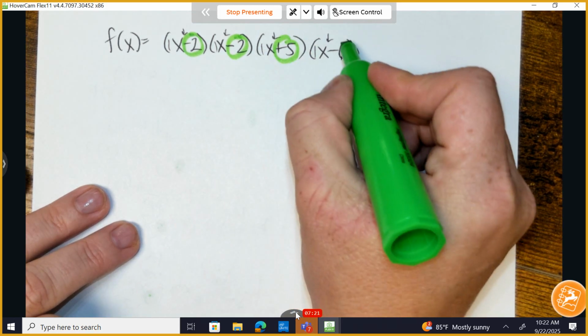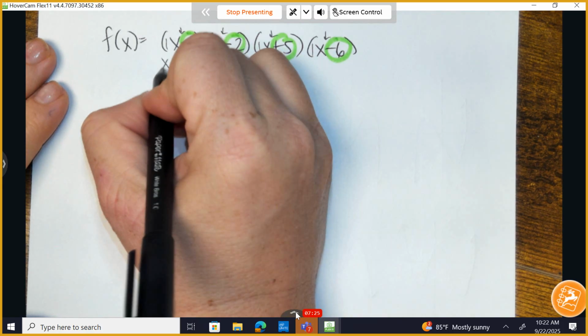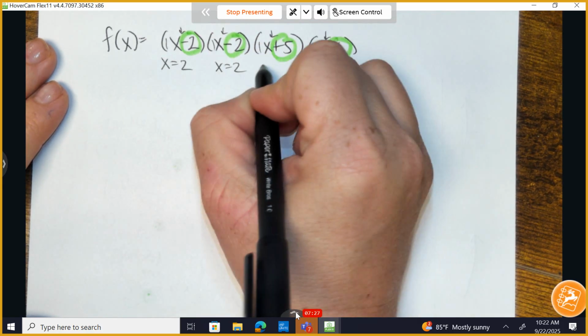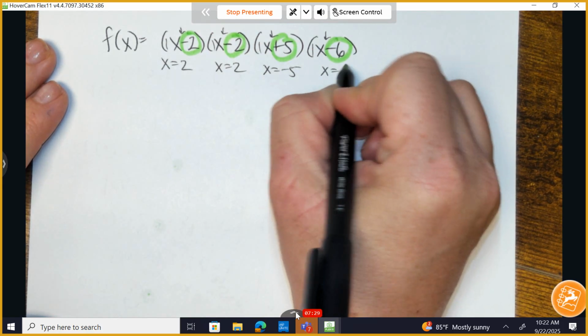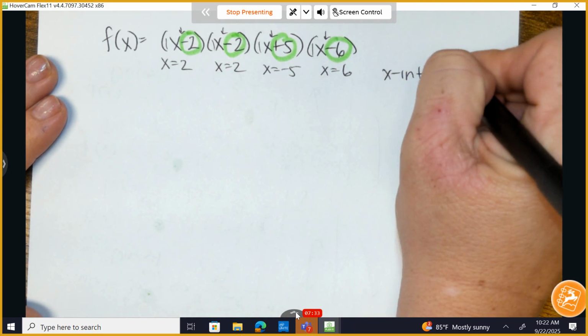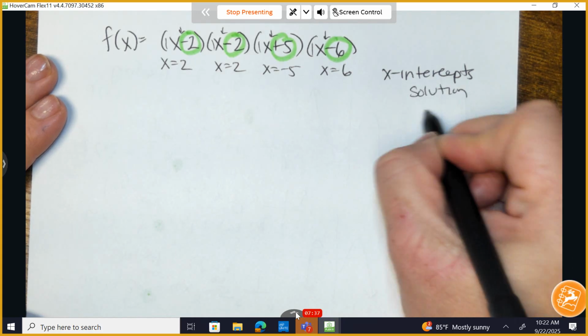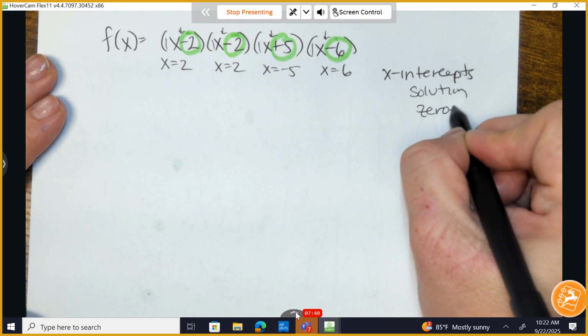What's opposite of positive 5? And what's opposite of negative 6? So I get an answer of 2, 2, negative 5, and positive 6. These represent the x-intercepts. Now, x-intercepts on our graphs could also be called solutions, and they might also be called zeros.